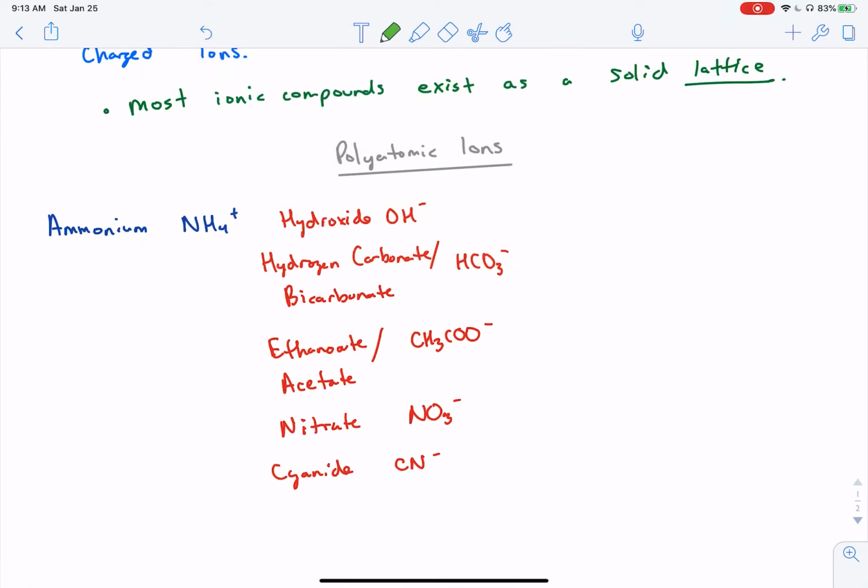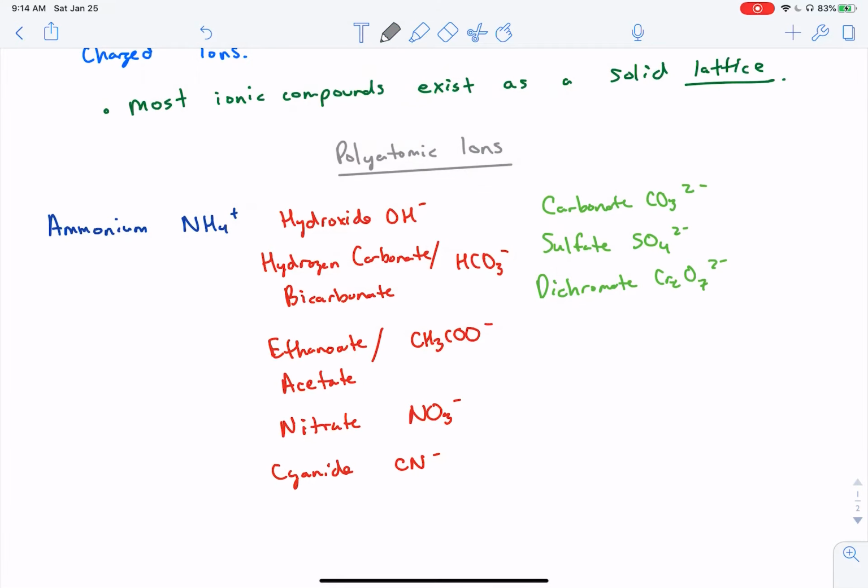The 2 minus ones you have to know are carbonate, which is CO3 2 minus, sulfate, which is SO4 2 minus, dichromate is Cr2O7 2 minus. That one you will see in organic chemistry. When we talk about oxidation reactions, you'll see dichromate show up. So there is a purpose for dichromate being here because it seems kind of weirdly included in all these things.